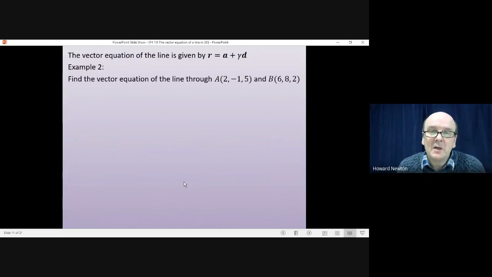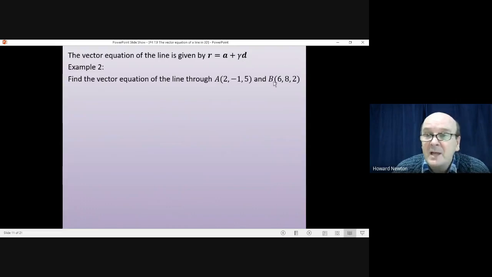Okay, example 2. Find the vector equation of the line through (2, -1, 5) and (6, 8, 2). Finding a point on the line isn't a problem. We know 2 points on the line, and we can use either of them. Doesn't matter which we use. But we need to do a little bit of work to find the direction of the line.